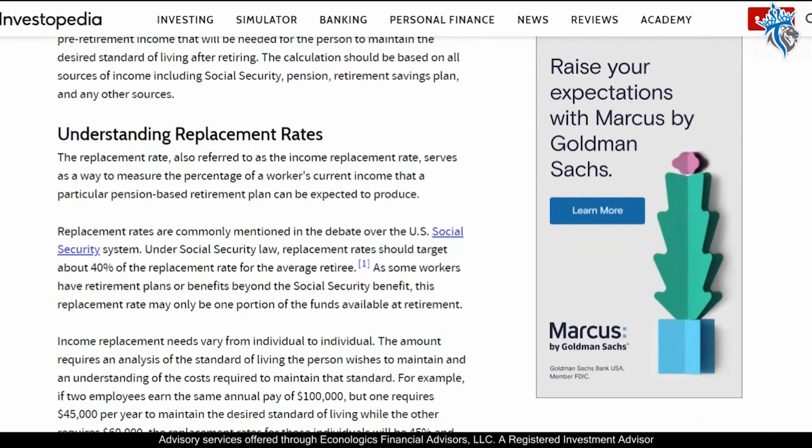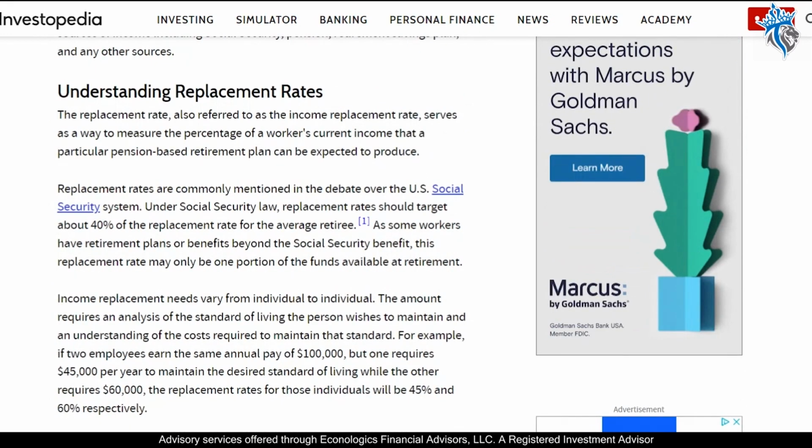I'm going to go down. This just startled me to no end. Replacement rates are commonly mentioned in the debate over U.S. Social Security. Under Social Security law, replacement rates should target about 40% of the replacement rate for the average retiree. Did you read that, Gersh? Am I reading that wrong? I see it. I'm looking at it. Can you believe that?